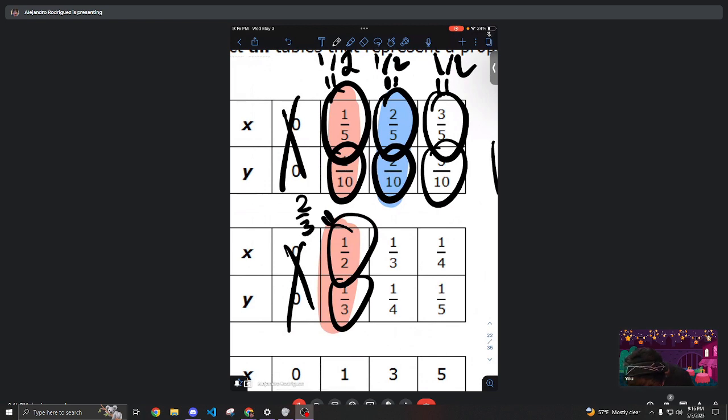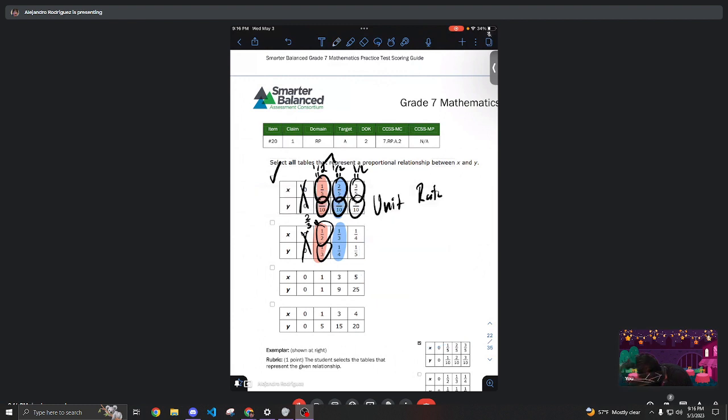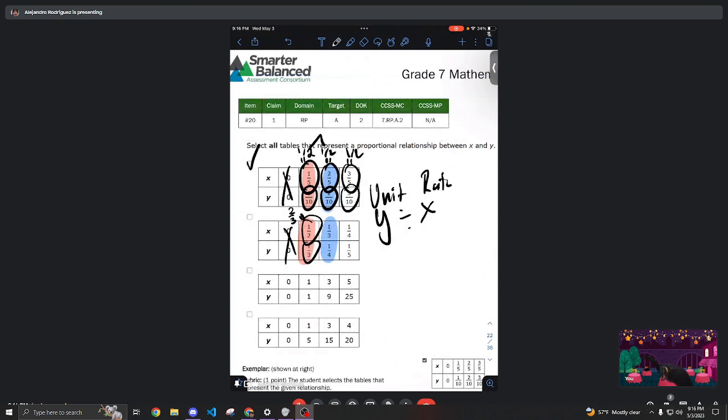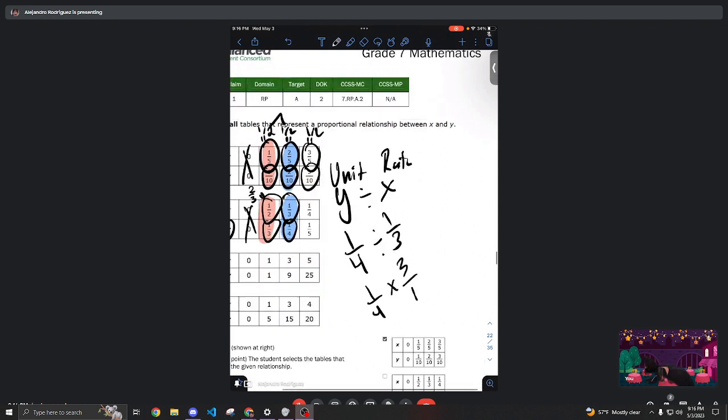That means that for all my entries in my table, I should have the same unit rate. Let's see if that's true. Continuing, y divided by x, let's do it for the second entry. My y value is 1 over 4. My x value is 1 over 3. I'm going to do keep, flip, change. If I multiply this, I get 3 over 4, which cannot be simplified.